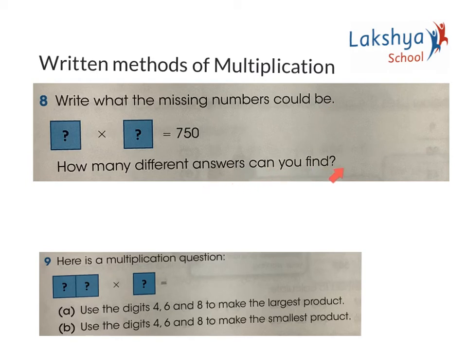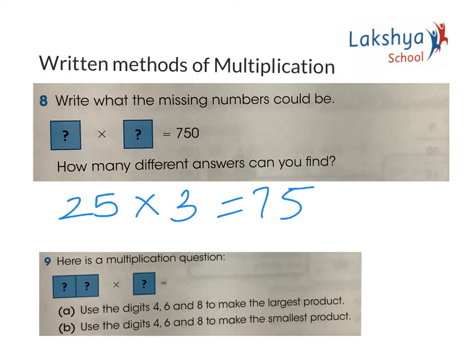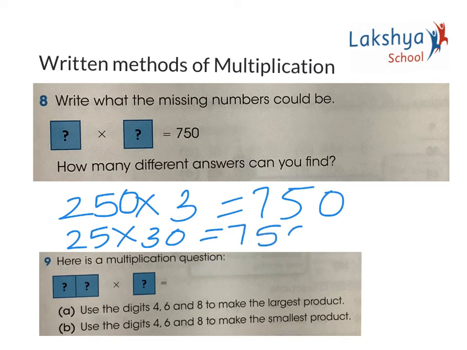Question 8. Write what the missing number could be. How many different answers can you find? When you look at the two numbers over here, they have a product of 750. So, let me leave a 0 out and find out for 75. We already know that 25 multiplied by 3 is 75. So, if you add a 0 over here, we get 750, or I can even write it as 25 multiplied by 30 gives me 750. This would be one of the answers. Try to work out different answers too.